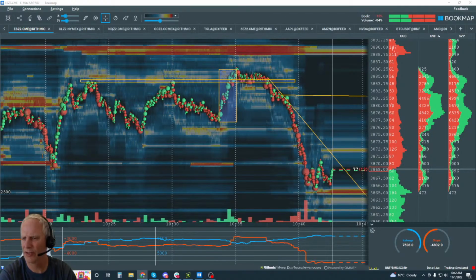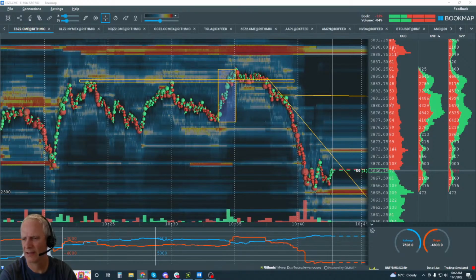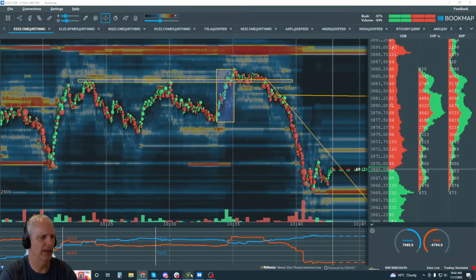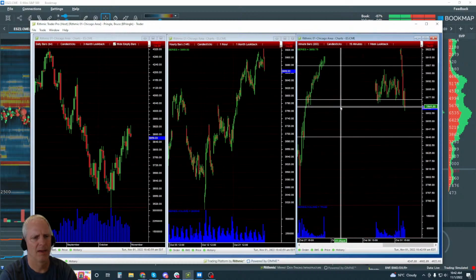Lengthy discussion here. 72, 77 looks good. Yeah, we're right down there now. And let's take a look at that higher time frame. Yeah, I don't know. I mean, I like the swings here.